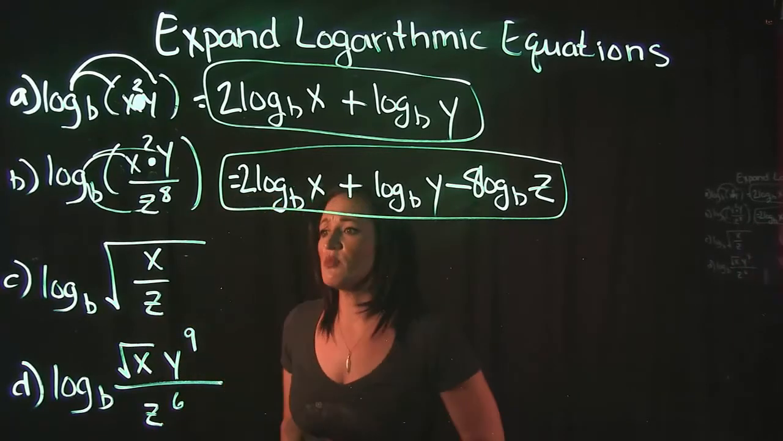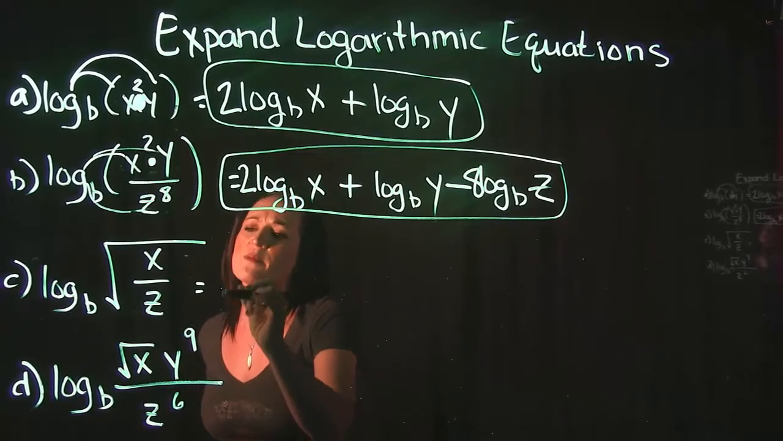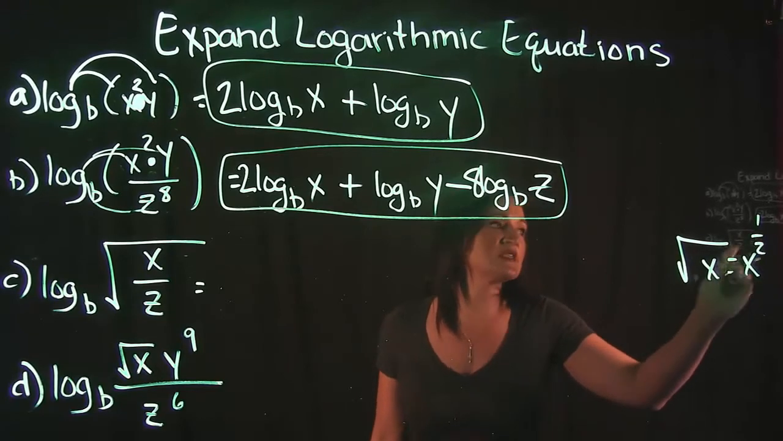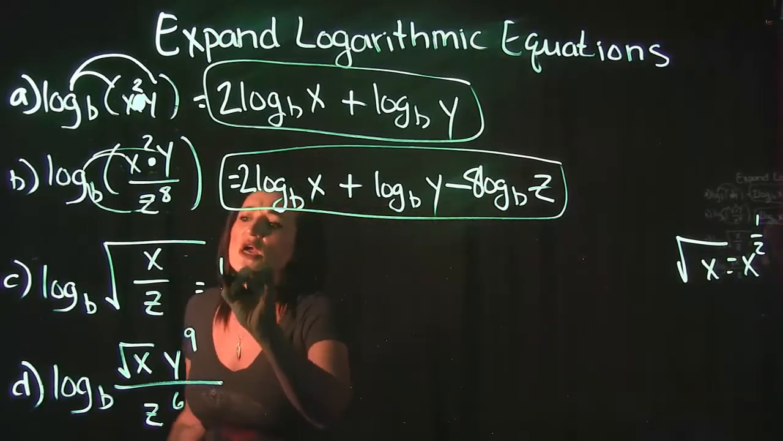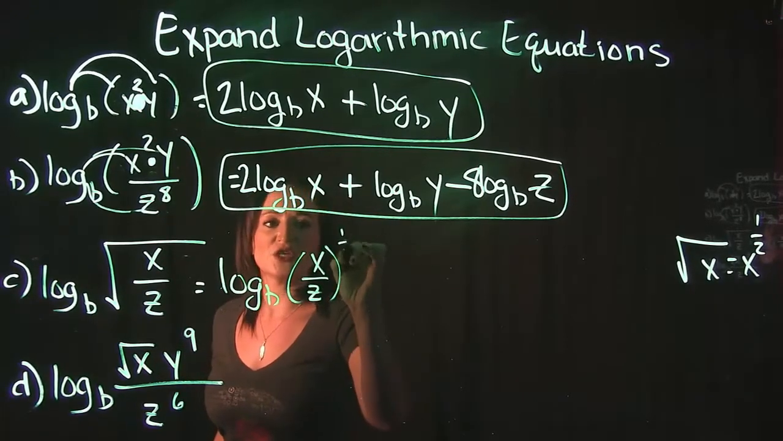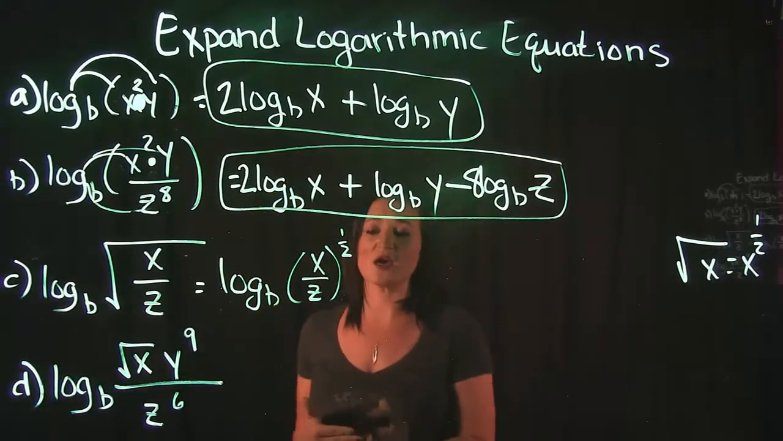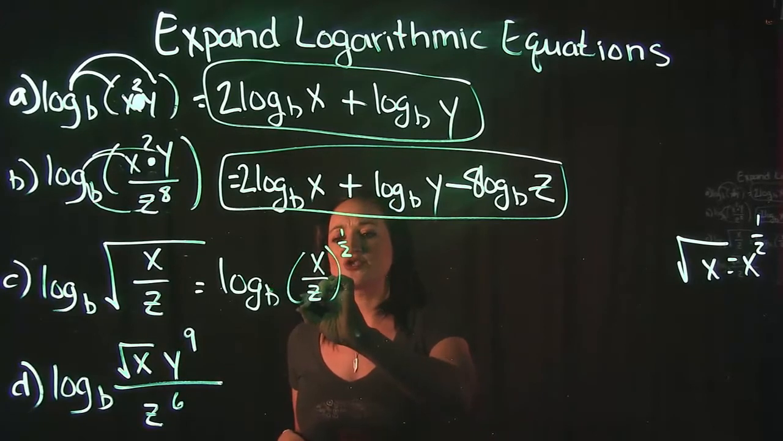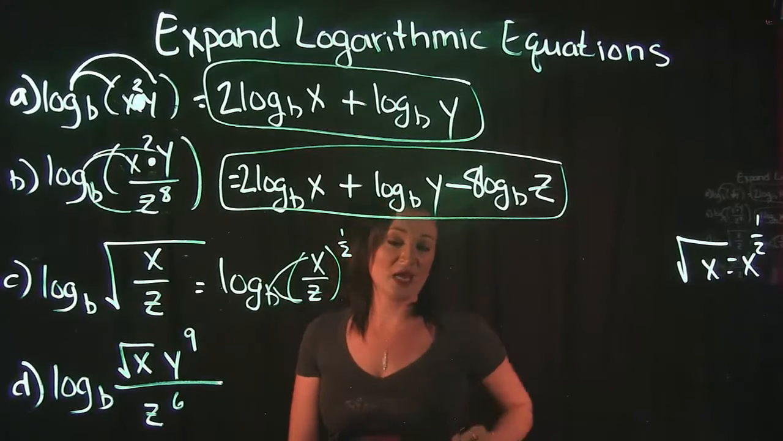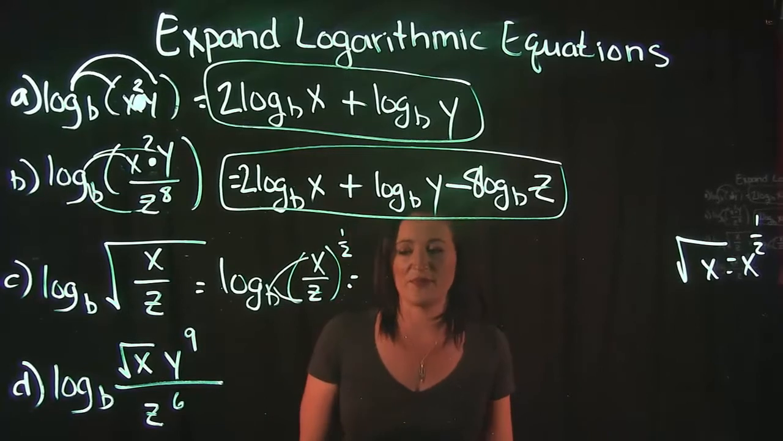Example C. So before I expand example C, I'm going to rewrite it. Remember that a square root is the same thing as raising it to the 1/2 power. So this is really log base b of x divided by z to the 1/2. And this helps me here because I see I'm going to distribute the log to the x and to the z, but both of them are being raised to that 1/2 power. So that means we have to use the power rule for both of them.